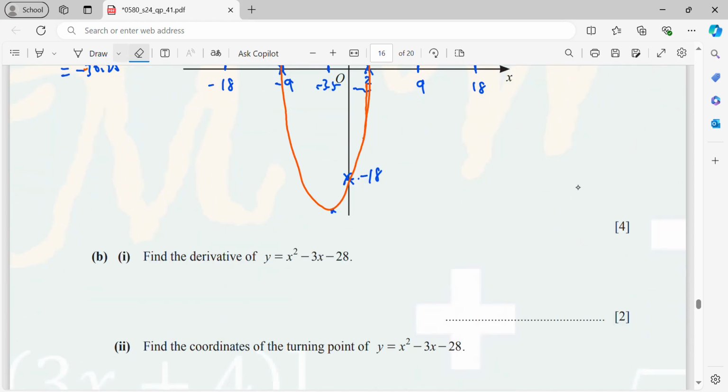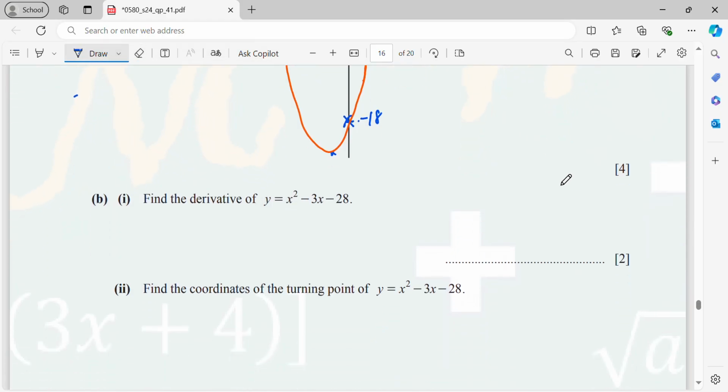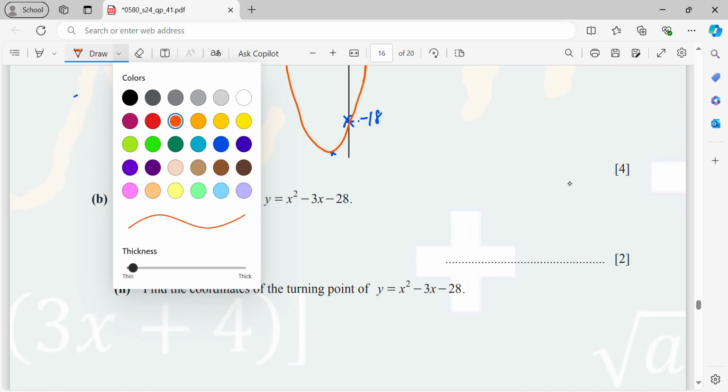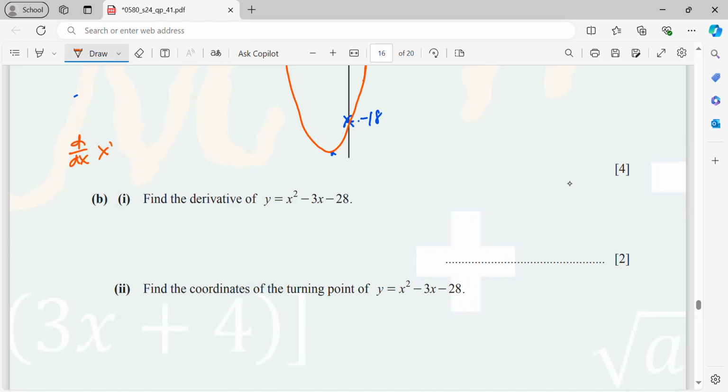Now B, first part, find the derivative of the quadratic function. So whenever you need to differentiate, our formula is: differentiate x to the power n, that is n x to the power n minus 1. So now here you bring down the square, therefore dy/dx is basically 2x minus 3. Now the minus 28 becomes 0 because there's no x, so that is your answer.